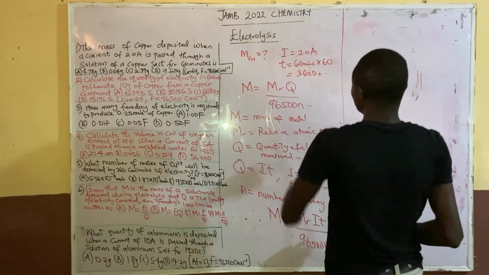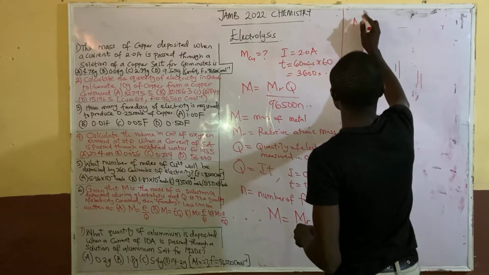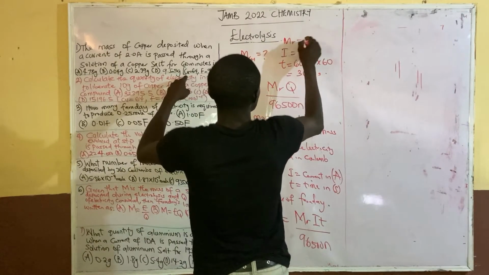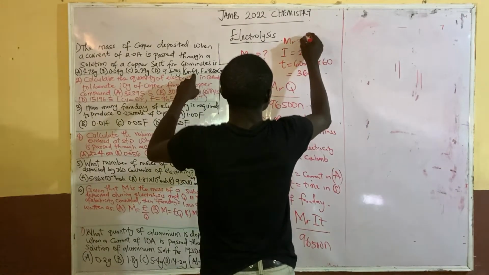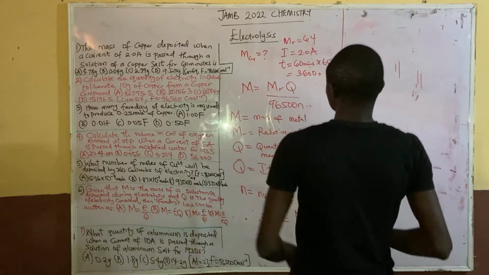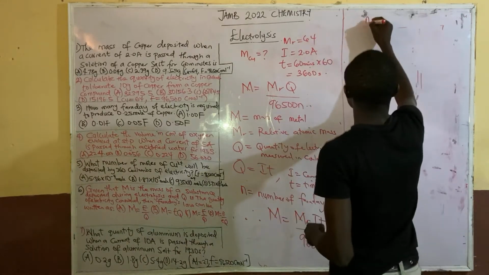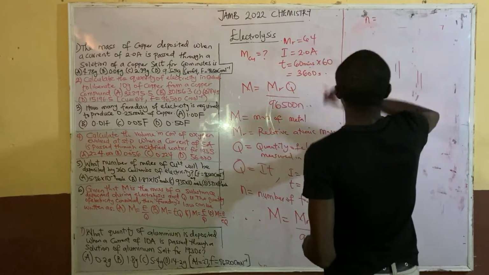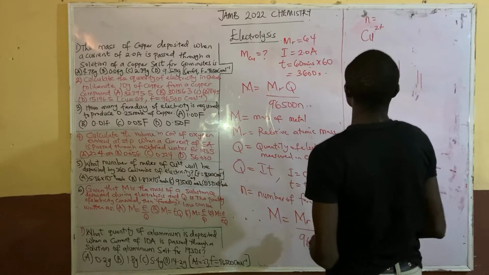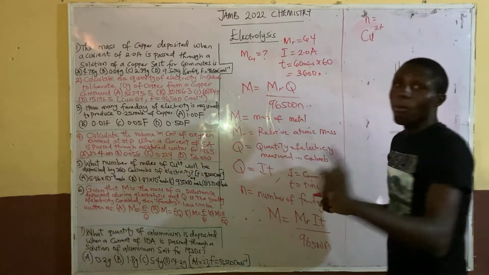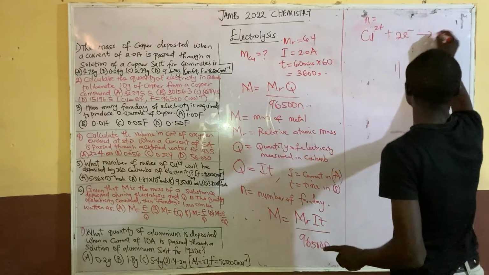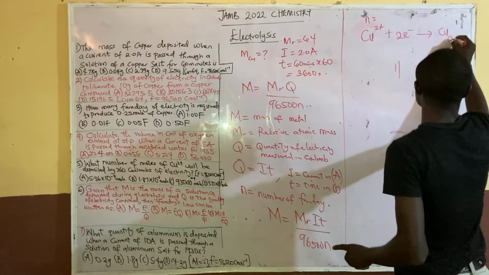The Mr has been given to me in the question. The Mr is 64. And how do I know my N? To know the number of N, look at copper. Copper has 2 ions on it, an oxidation number of +2. So it will take 2 electrons to reduce it to the mass of copper liberated, which is solid.